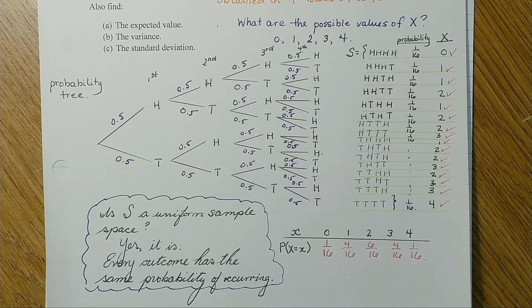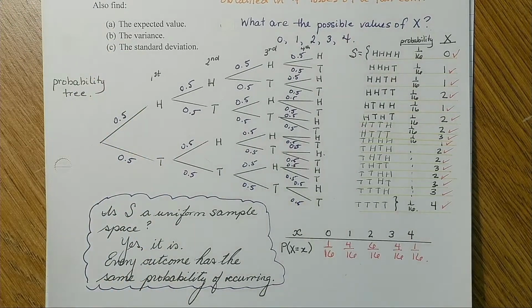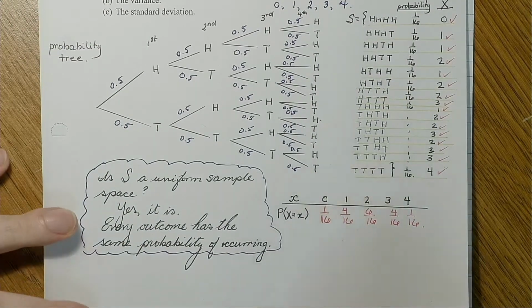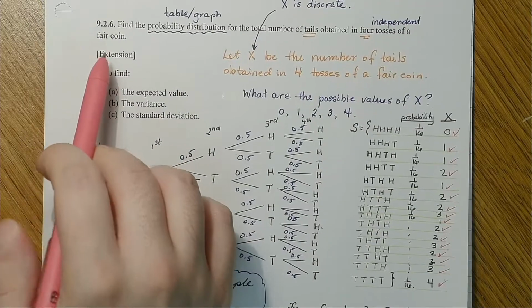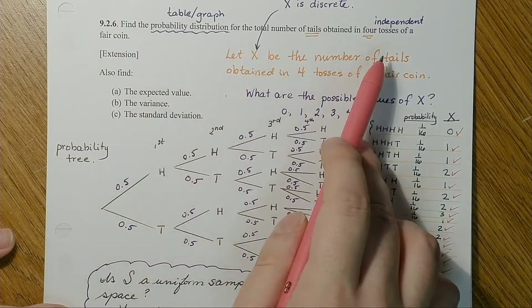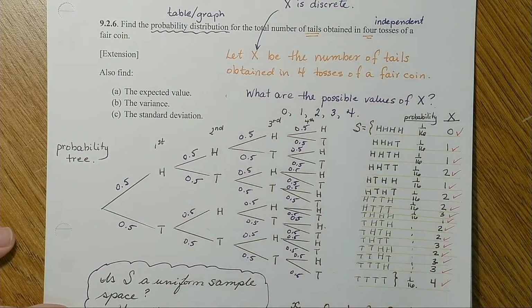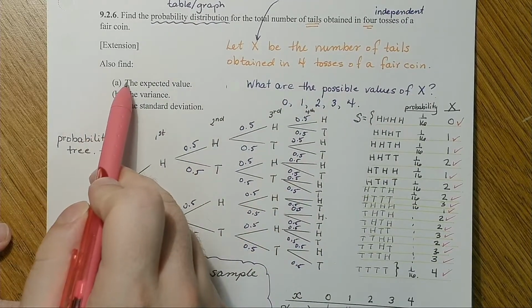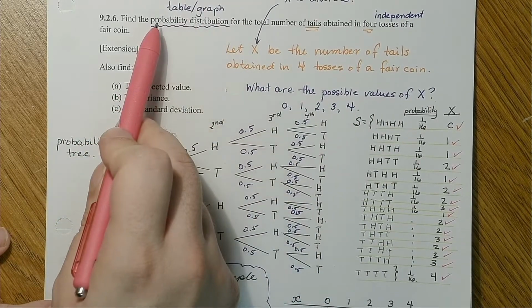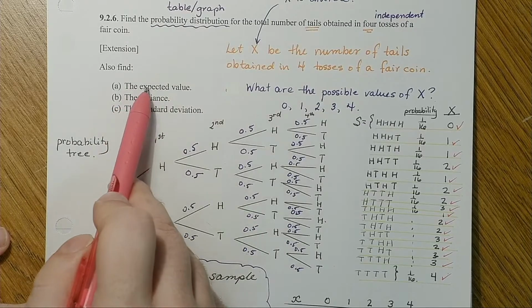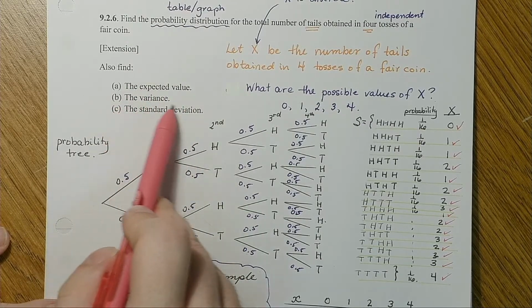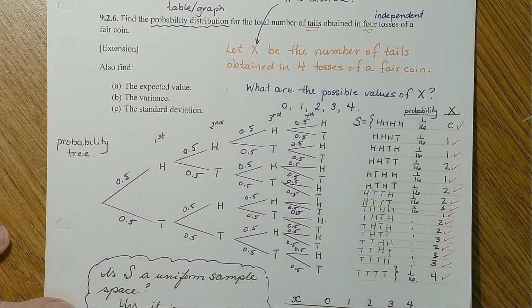Let's grab a second piece of paper. Okay, so now I have an extension. Like the original question just said, find the probability distribution for the number of tails. But now that we have the probability distribution, you can also be asked to find the expected value, the variance, or the standard deviation.